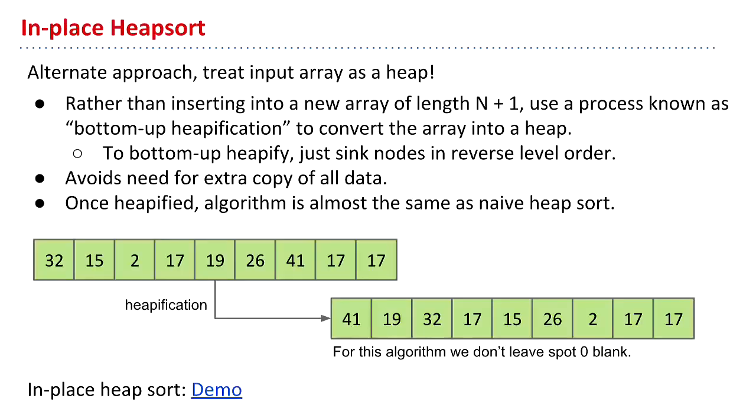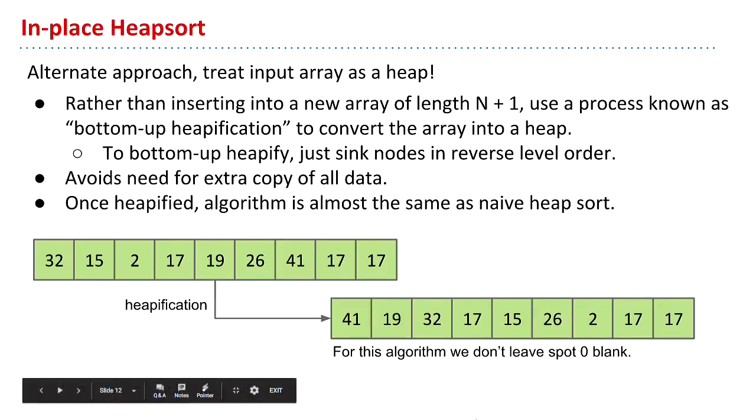All right. So here's how we can save ourselves all that extra memory. Instead of using two different arrays, let's just use the same array. And what we'll do is treat the input array as a heap. Rather than inserting all of our items into an array of length n plus 1, we're going to do something called bottom-up heapification, which is a way to turn an array into a heap without using any extra memory. And I'll show you what that looks like. And then once you've done that, we can just proceed like we did before.